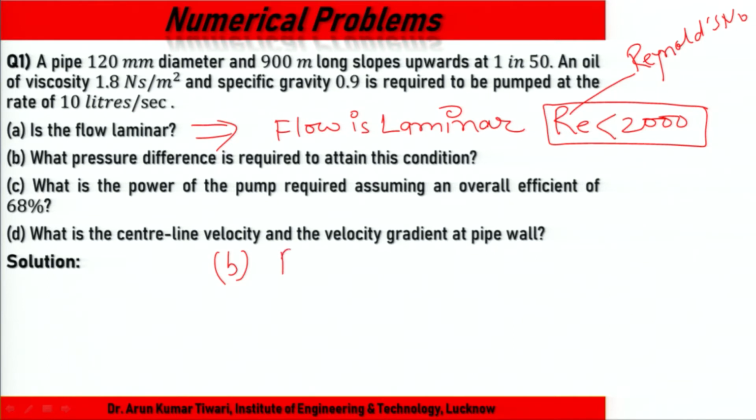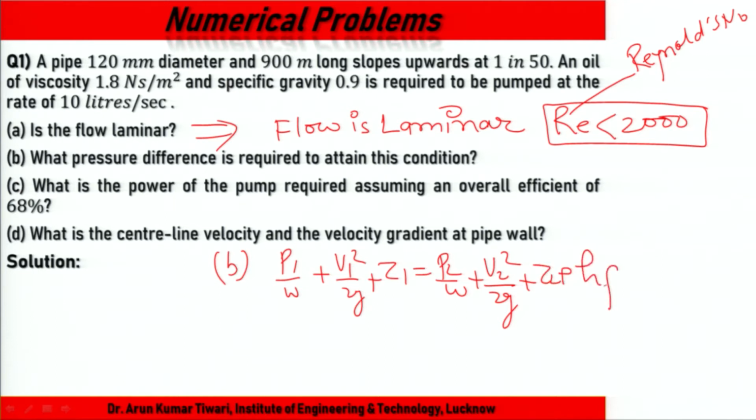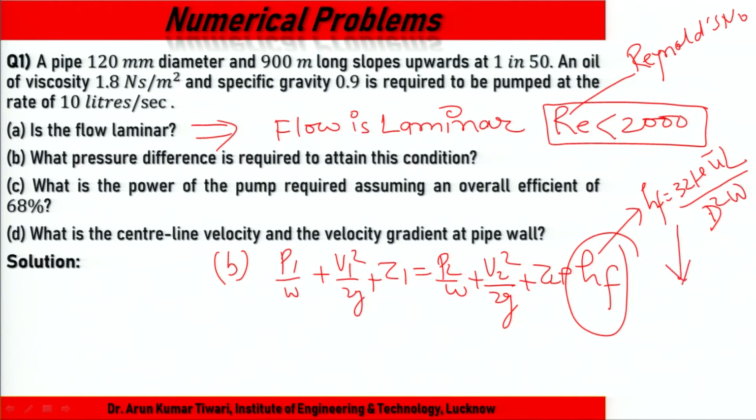P1 upon W plus V1 square upon 2G plus Z1 equals P2 upon W plus V2 square upon 2G plus Z2 plus HF. And how do we calculate this? In laminar flow, the head loss equals 32 mu u bar L upon D square into W. What is this? The Hagen-Poiseuille equation. Yes.